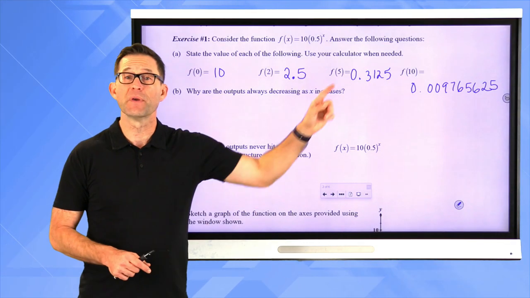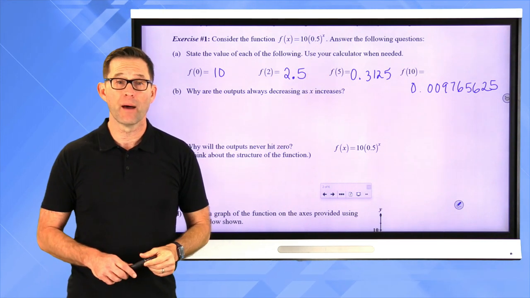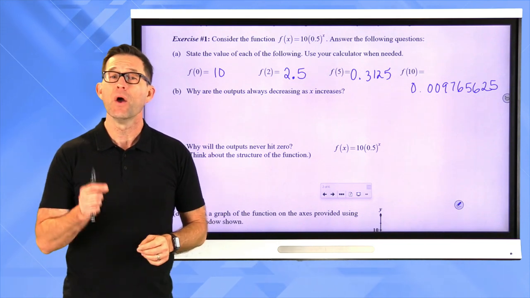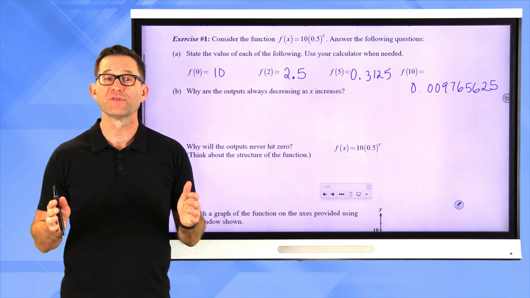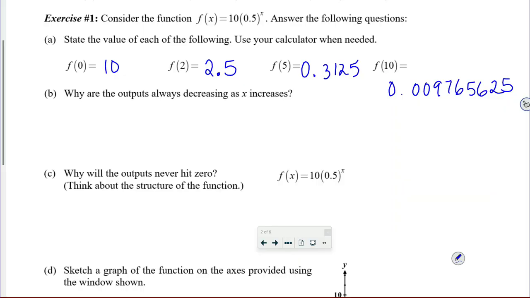Well, the reason is because the base is less than 1. And when we multiply by a number that is between 0 and 1, the base is always positive. When we multiply by a positive number that is less than 1, the result always gets smaller. So let's get that down because it's important.